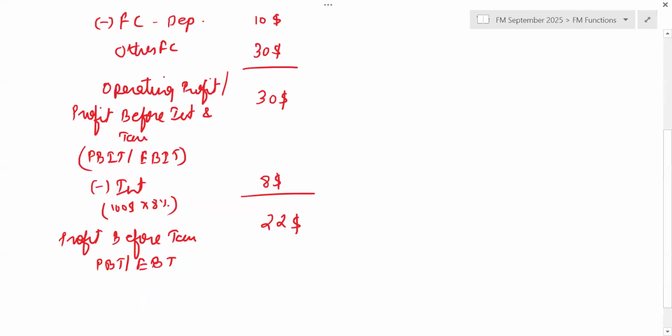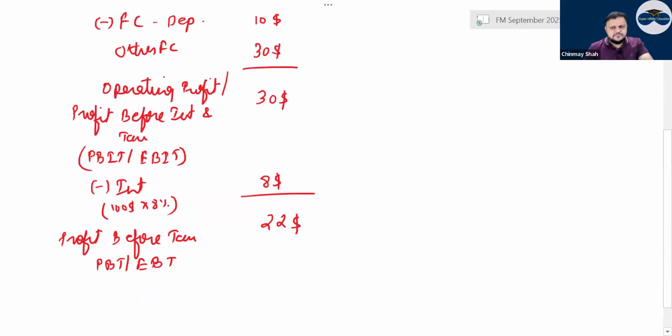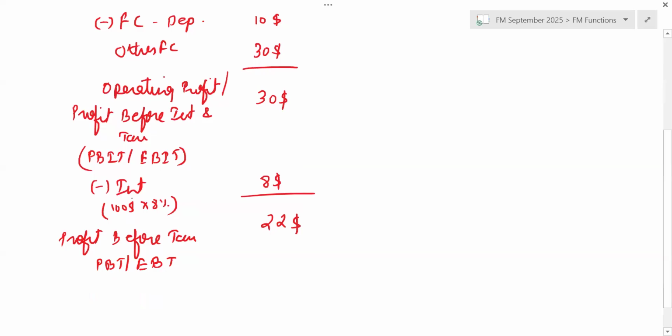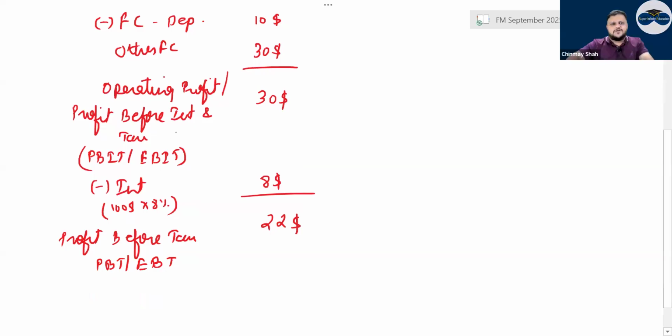Sir, can you repeat the section after PBT once again? I mean the interest portion after PBT. Simple, see what I'm telling. After making and selling this bottle, how much is remaining in my pocket? 30. Right? Yes. From the operating of my business, $30 of profit is there in my pocket.